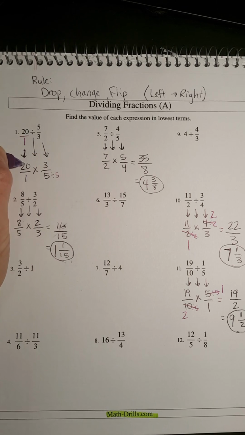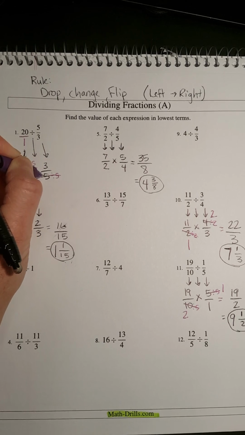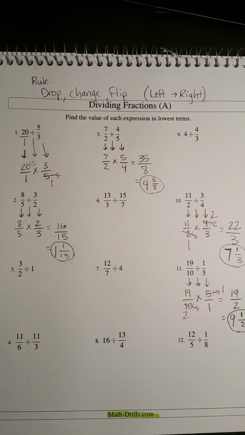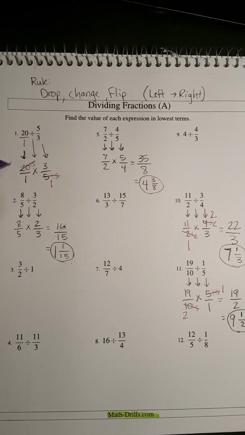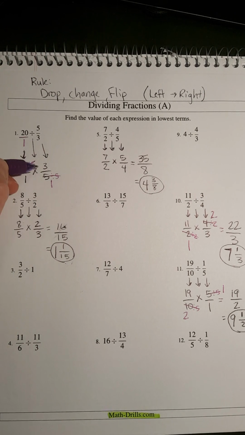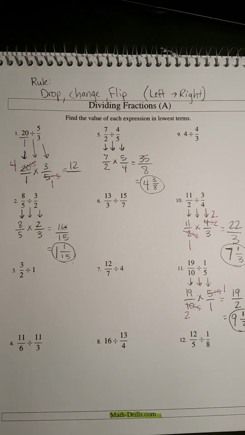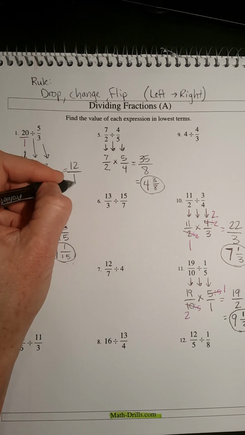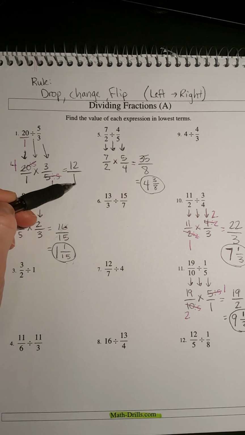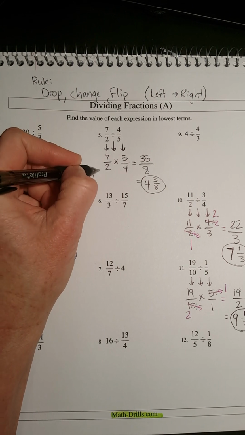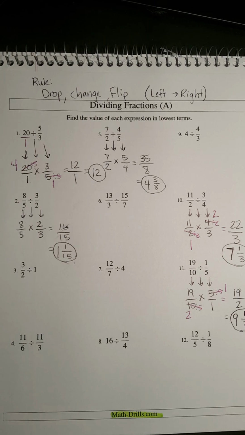Divide by 5, divide by 5. 5 divided by 5 is 1. 20 divided by 5 is 4. So 4 times 3 is equal to 12. 1 times 1 is equal to 1. And 12 divided by 1 is equal to 12. Simplified.